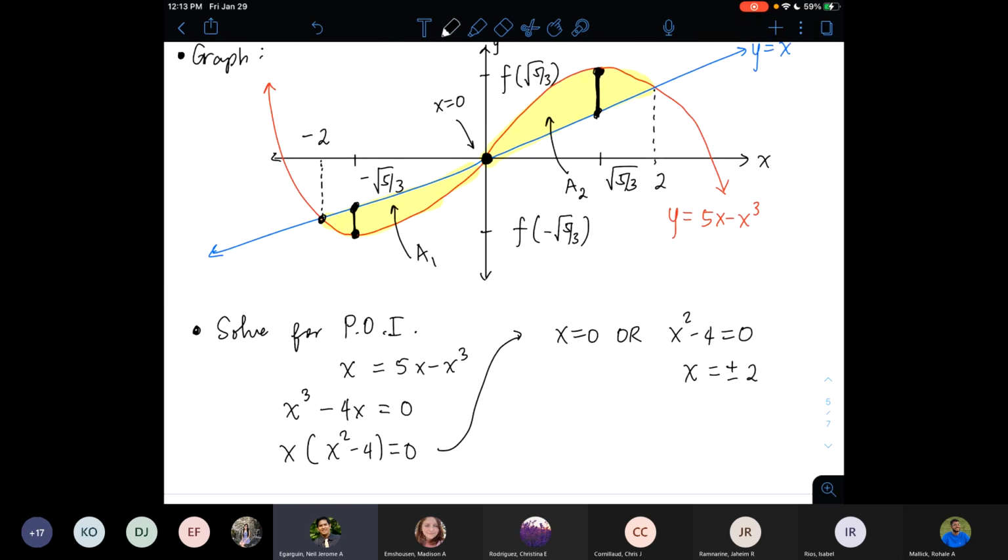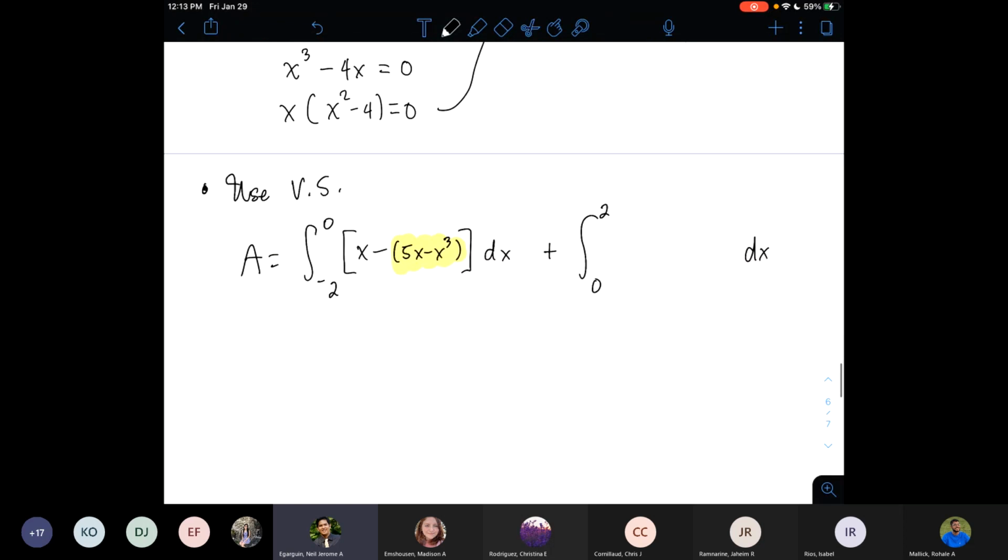And then conversely, from 0 to 2, that's area 2. In area 2, the top function is the red one, the bottom function is the blue one. So that means we will have as integrand 5x minus x cubed minus the bottom function, x, with respect to x. Okay? And then all you need to do is carry out the integration. I guess it's straightforward. I will skip some of the details and just give you the final answers here. It's going to be 4 plus 4, and the area is equal to 8.